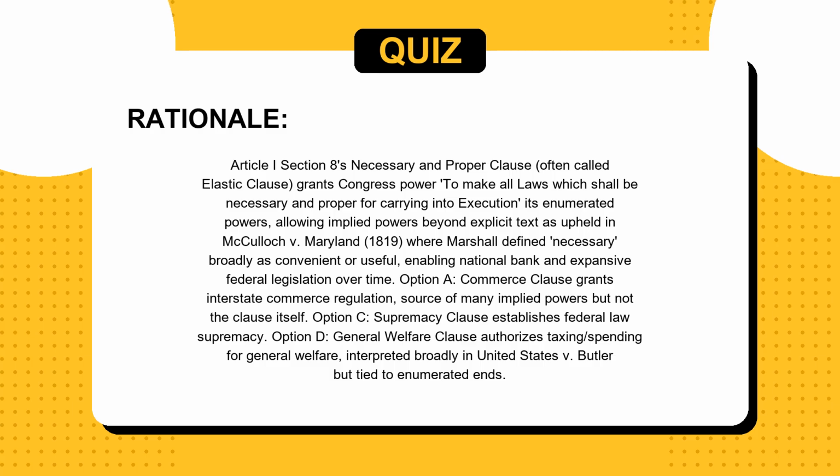Option A, Commerce Clause grants interstate commerce regulation, source of many implied powers, but not the clause itself. Option C, Supremacy Clause establishes federal law supremacy. Option D, General Welfare Clause authorizes taxing/spending for general welfare, interpreted broadly in United States v. Butler, but tied to enumerated ends.